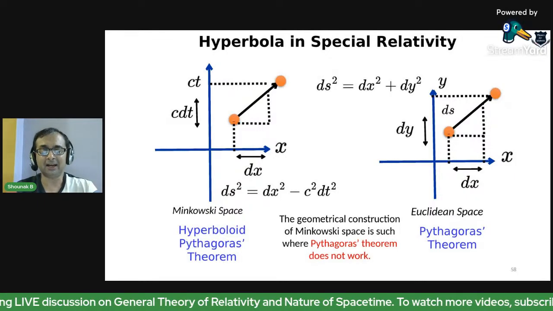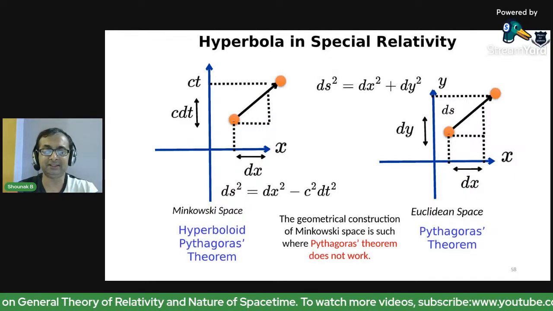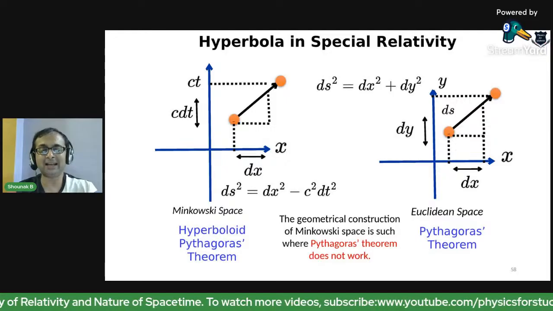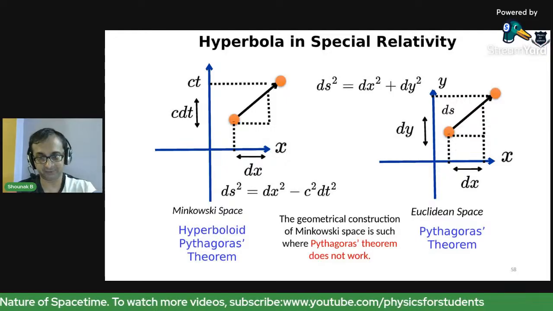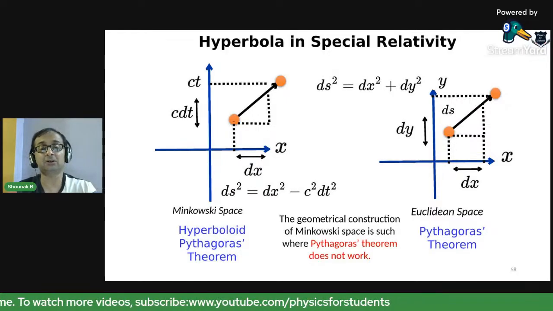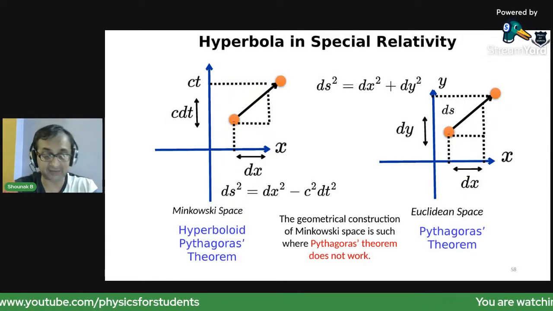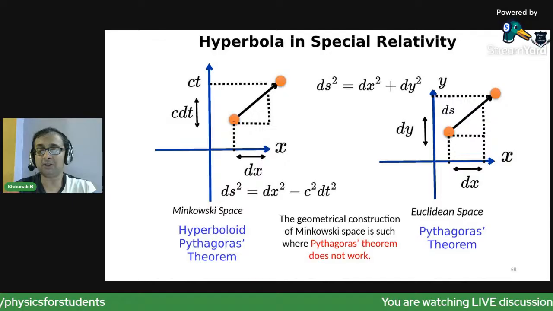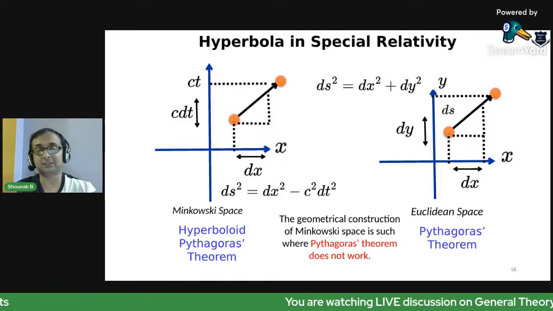But on the other hand, when we come to the Minkowski space, dx is okay, but the y-axis is measured as time. And here there is something which is called cdt. We put in the speed of light, I will come to that. Now here what happens is that we will get a minus sign.